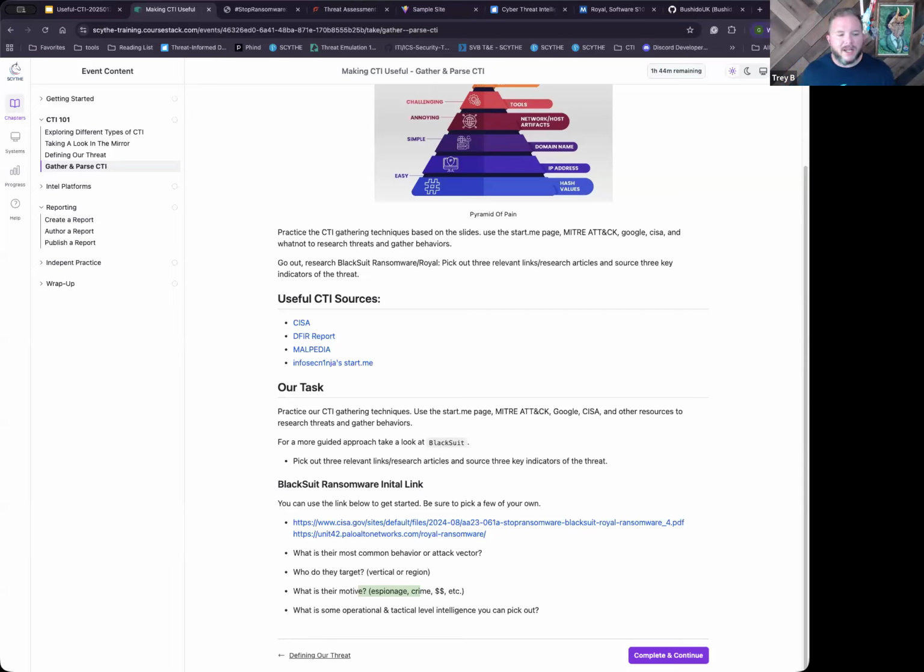Is this making sense to everybody? How we're kind of going through and pulling this information, how we can make these inferences and determine if it's a threat or not and why we would care?